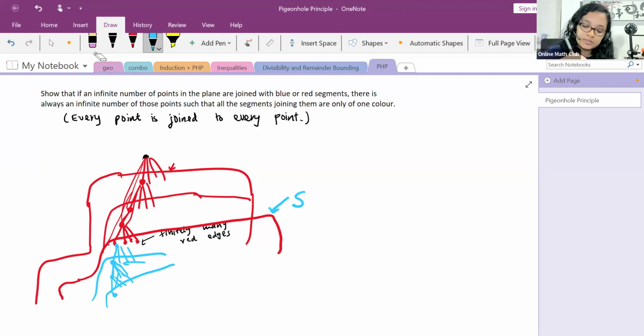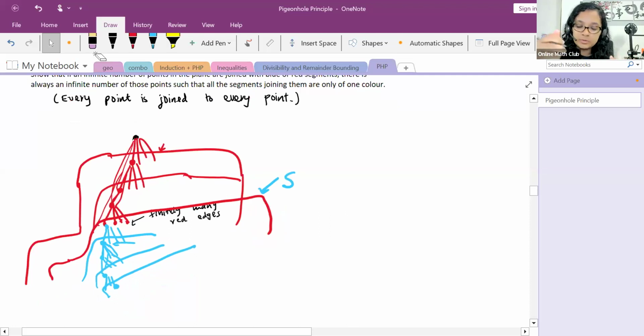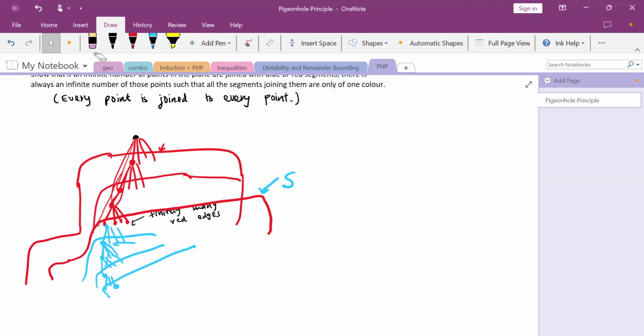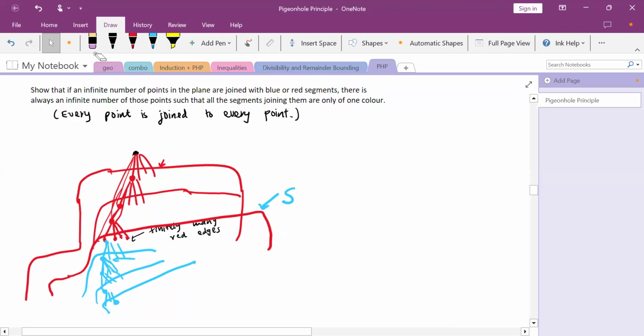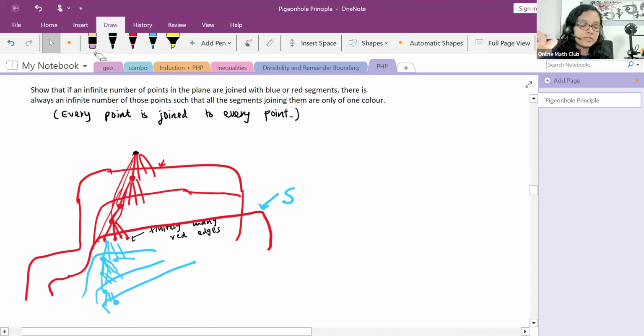And now if at some point you get a point which has finitely many blue edges, then that's a contradiction because it can't have both finitely many red edges and finitely many blue edges. This is within a set where you already know that each point has finitely many red edges. So that's why you're getting a contradiction. Every point needs to have infinitely many red edges or infinitely many blue edges by definition.